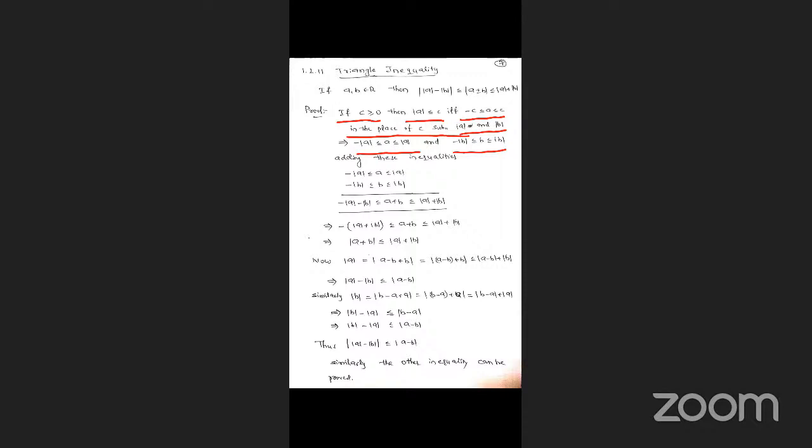Adding these two inequalities: minus mod A less than or equal to A less than or equal to mod A, and minus mod B less than or equal to B less than or equal to mod B. Adding these, we get minus mod A minus mod B less than or equal to A plus B, less than or equal to mod A plus mod B. Taking minus common on the left-hand side: minus of mod A plus mod B less than or equal to A plus B, less than or equal to mod A plus mod B. This is like the fourth property.